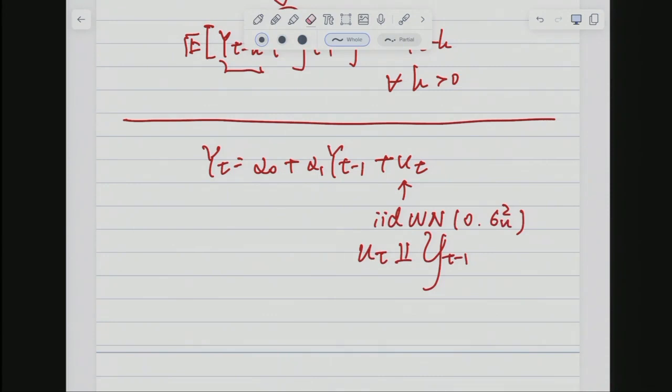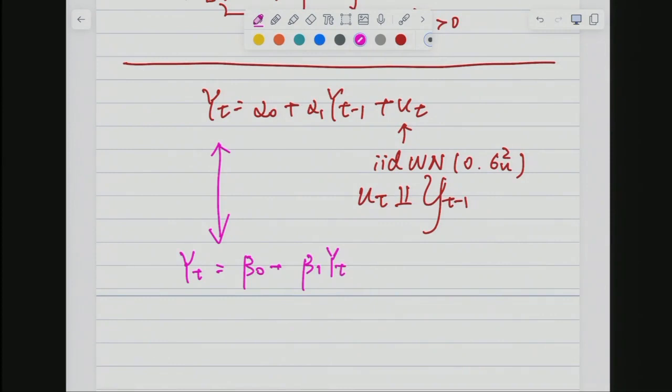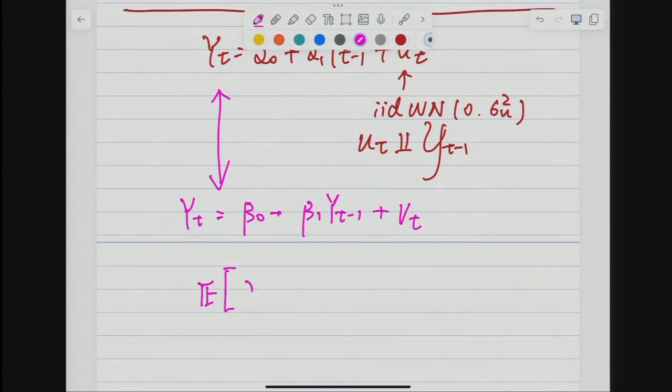So given this structure, okay, or this model, this is mathematically equivalent to a simple linear regression model of y_t on y_{t-1}. So we're saying that this must be mathematically equivalent to y_t equals beta naught plus beta 1 y_{t-1} plus, let's say, okay, v_t, where we have derived this from what we've seen in topic 1, solving the best linear prediction problem.